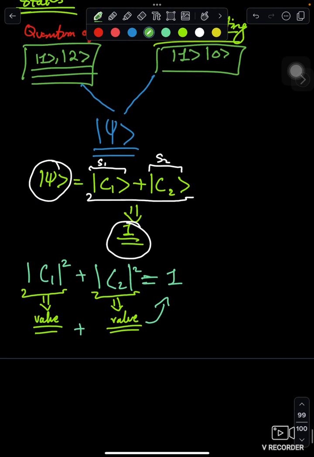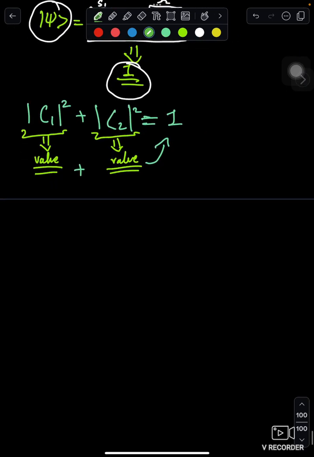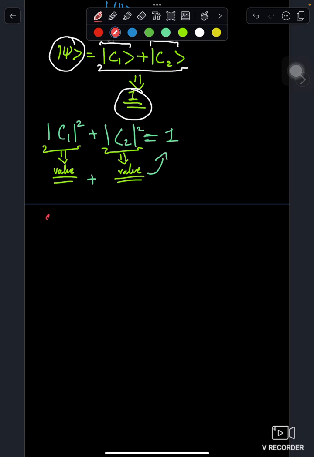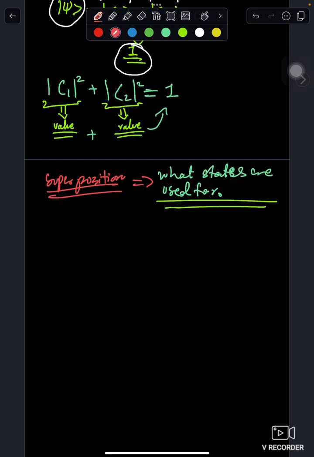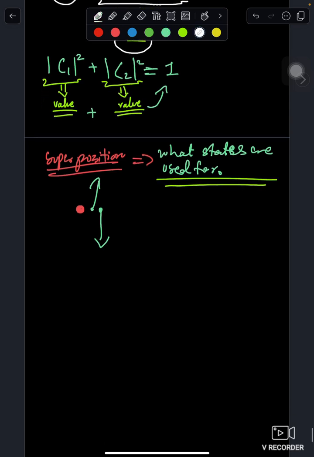Okay, so when we talk about what states actually are in quantum mechanics, by states I mean superposition, because in superposition a single particle can be in multiple states. Let's suppose it can have a spin of up plus a spin of down. So I can write it as spin up and spin down.